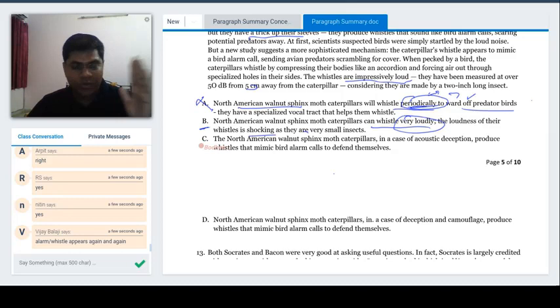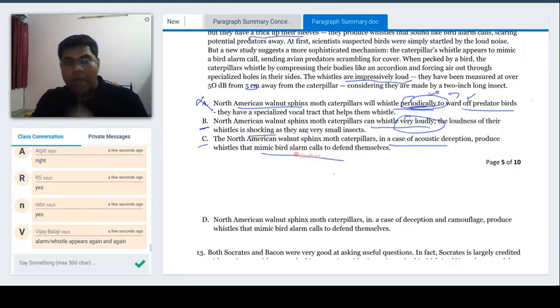Let's go to C. The North American walnut sphinx mocks caterpillars in case of acoustic deception. Some people say that this acoustic deception is an extra element. We can check whether it is relevant or not. Produce whistles that mimic bird alarm calls. So mimicking bird alarm calls to defend. Now this is very important. Mimicking bird alarm calls to defend themselves. So this defend point becomes something which is not there in the earlier option.